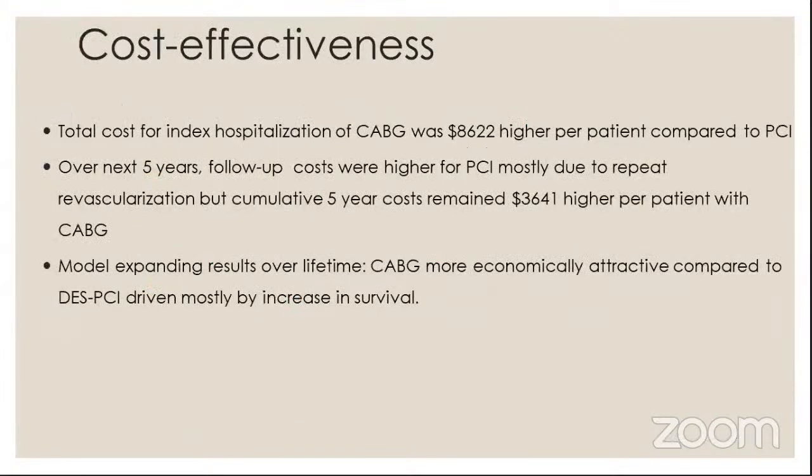Regarding cost effectiveness, the total cost for index hospitalization of CABG was almost $8,600 higher per patient compared to PCI. Over the next 5 years of follow-up, costs were higher for PCI, mostly due to repeat revascularization. But cumulative 5-year costs remained almost $3,600 higher per patient with CABG. Modeling results over a lifetime, CABG was more economically attractive compared to drug-eluting stent with PCI, driven mostly by an increase in survival.